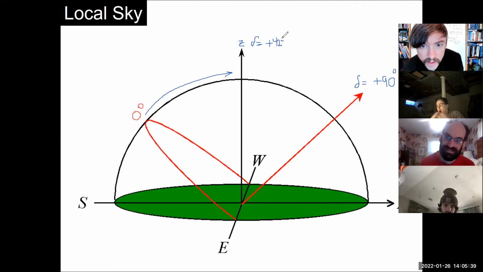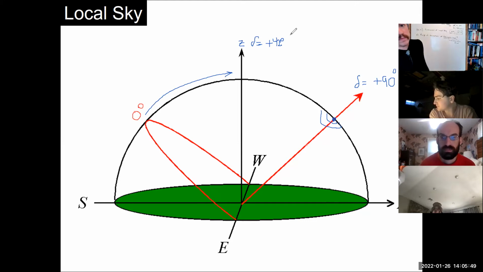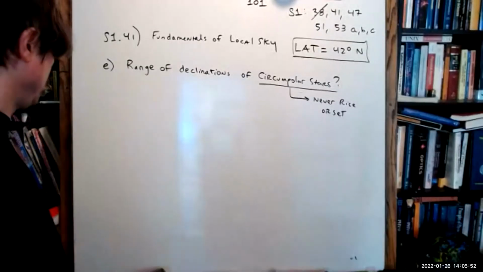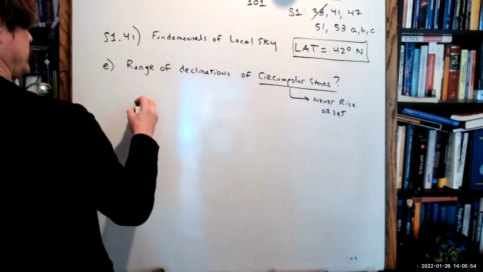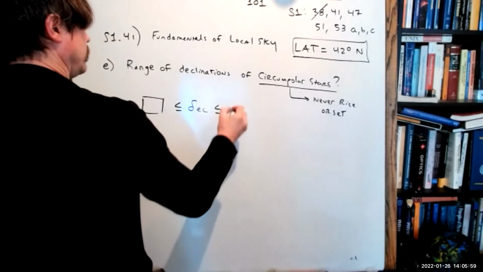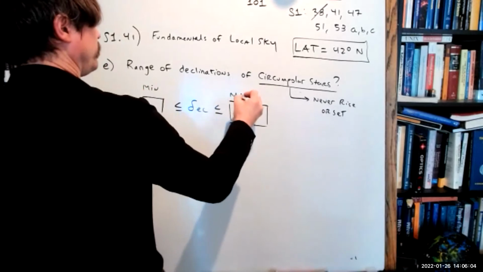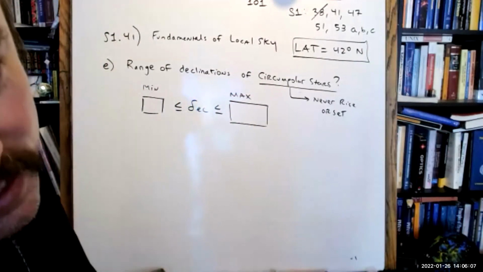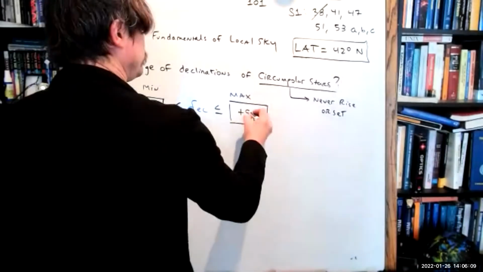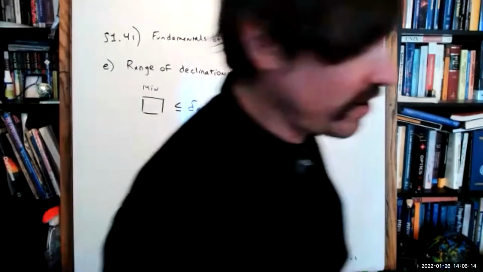Okay. Polaris, everyone agrees, is circumpolar. We're looking for a range of declinations from what to what, right? So we know that the declination should go from some minimum value to some maximum value. And Polaris is the maximum declination a star can have, so it should go to positive 90. The question is, what is the last star which is circumpolar?